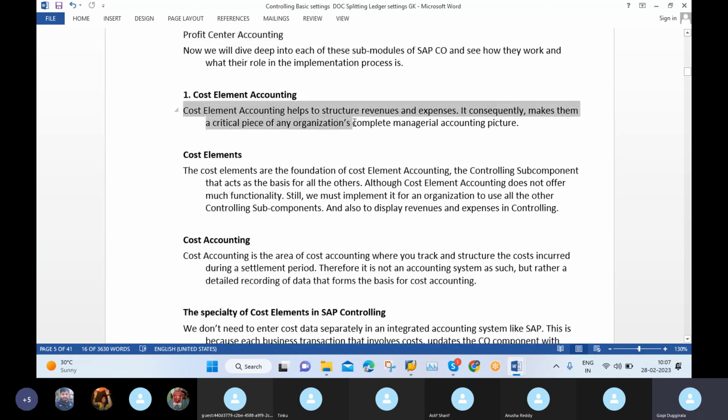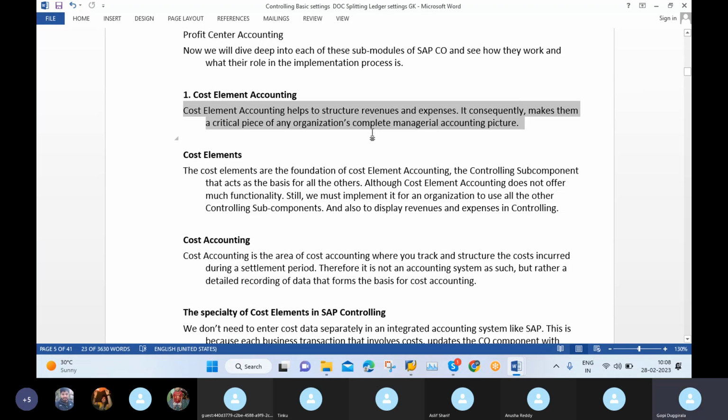So cost element accounting helps to structure revenues and expenses. It consequently makes them a critical piece of any organization's complete managerial accounting picture. This is the meaning of cost element accounting. For example, cost element accounting helps to structure revenues and expenses. It means in cost element accounting, we can maintain our expenses as well as revenues, right? Especially the 11 cost element categories, sales revenue, right?